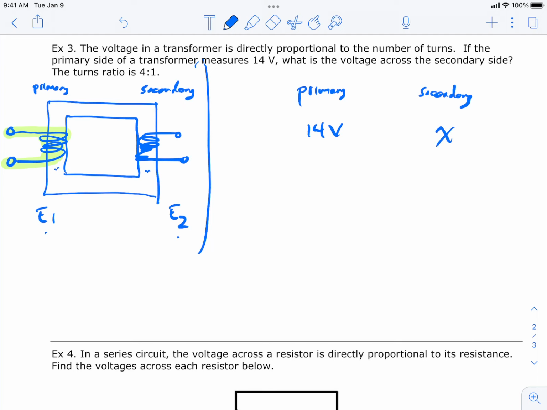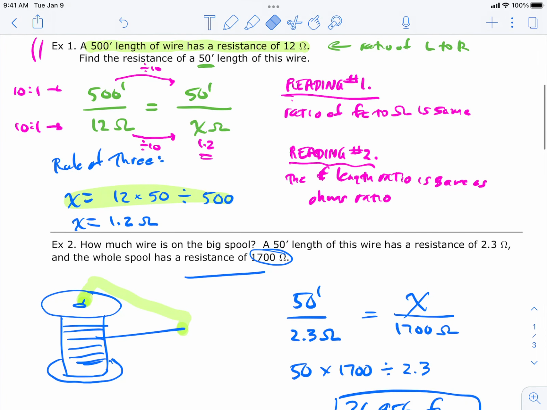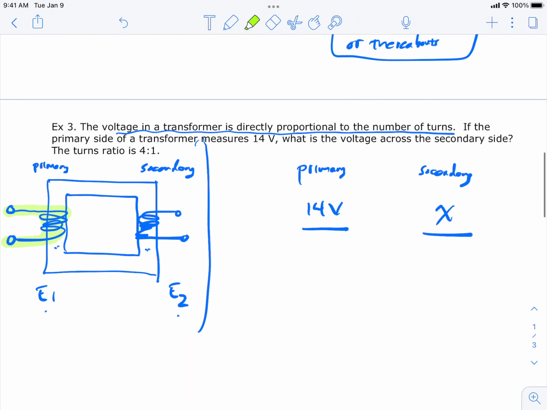Now, the voltage is directly proportional to the number of turns, which means you're going to put volts over turns. So I have to put the number of turns here. Now, how do I use the 4-to-1 turns ratio? Well, let me scroll back for a minute. Remember when I was saying up here that you can look at these things sideways? The feet are going from 500 to 50. The ohms are going from 12 to X. I'm going to do that here.